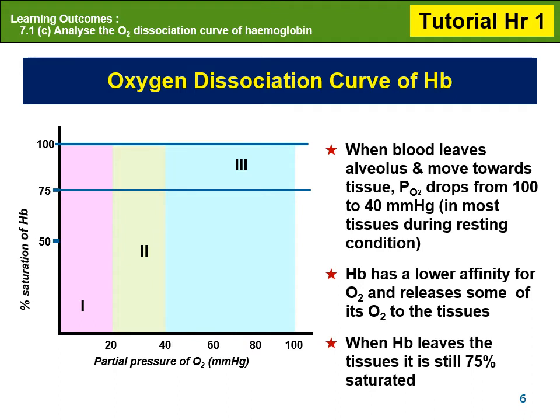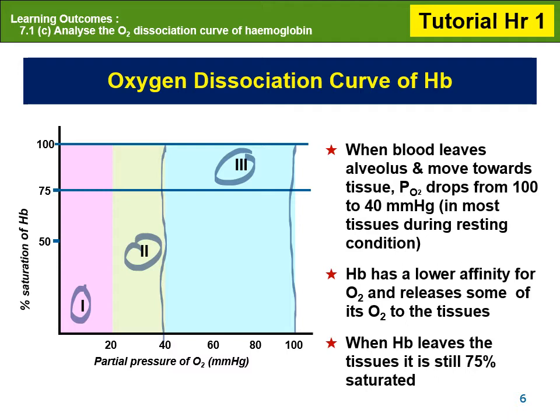Okay, so the ODC of hemoglobin we can divide it into 3 parts, 1, 2 and 3. So the affinity of hemoglobin to oxygen is high even when the partial pressure of oxygen is low. Example, when the blood leave the alveolus, for number 3, I divide into 3, so we discuss first to this part.